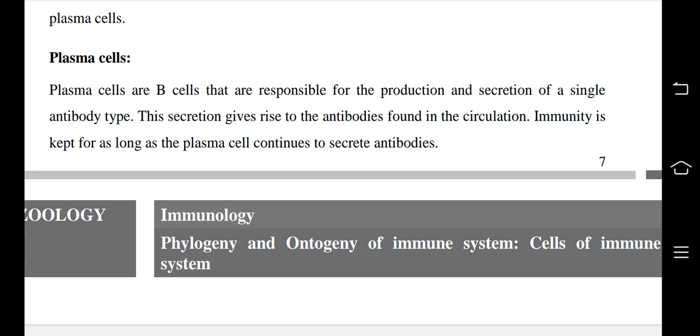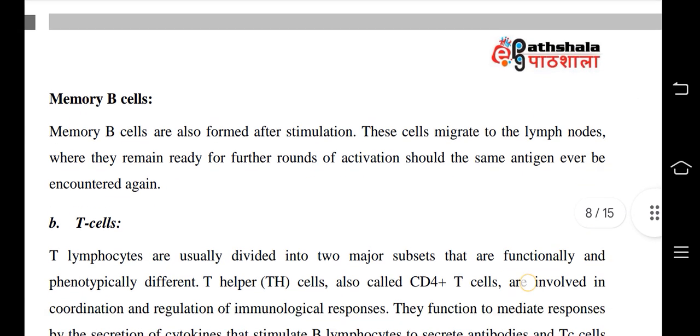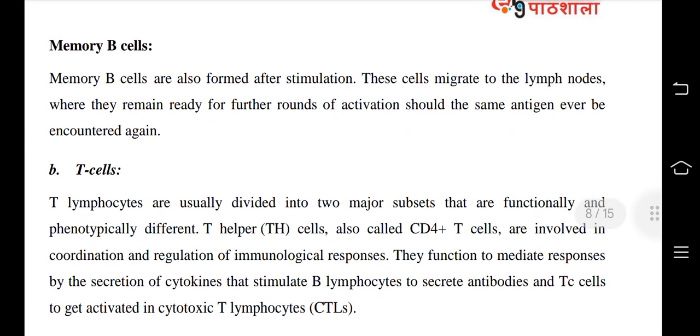Plasma cells are B cells that are responsible for the production and secretion of a single antibody type. This secretion gives rise to the antibodies found in the circulation. Immunity is kept for as long as the plasma cells continue to secrete antibodies. Then memory B cells. Memory B cells are also formed after stimulation. These cells migrate to the lymph nodes where they remain ready for further rounds of activation should the same antigen ever be encountered again.